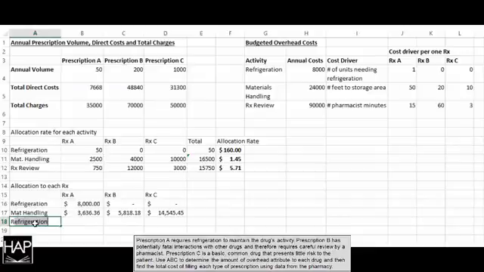Then if I'm looking at prescription review, I again will take the allocation rate and multiply it by the annual amount of cost driver for prescription A, and do the same for prescriptions B and C, where I take the allocation rate and multiply by the number of minutes spent on prescription review.